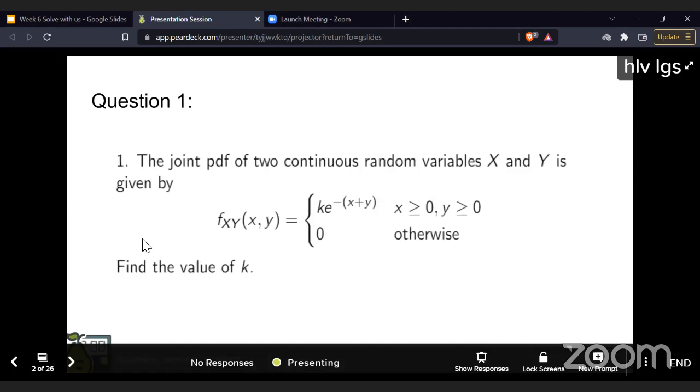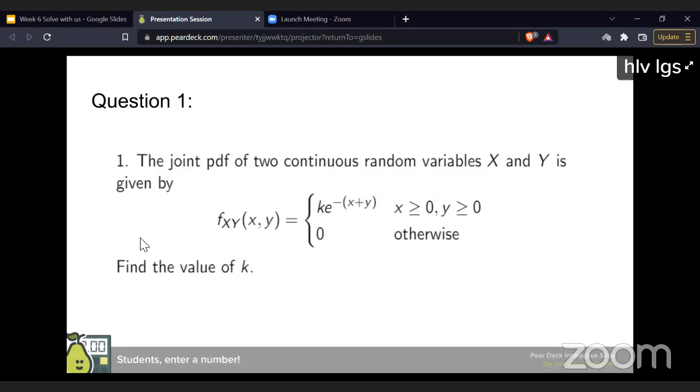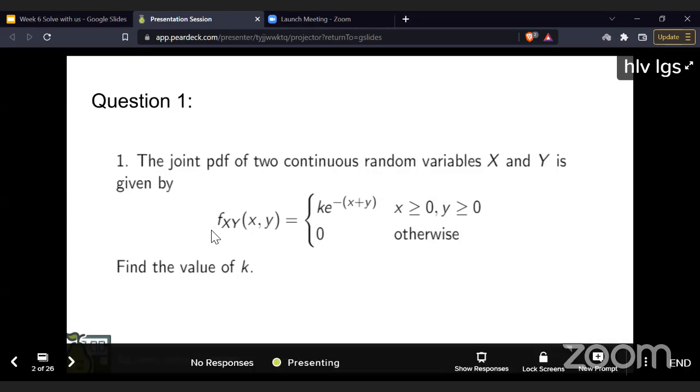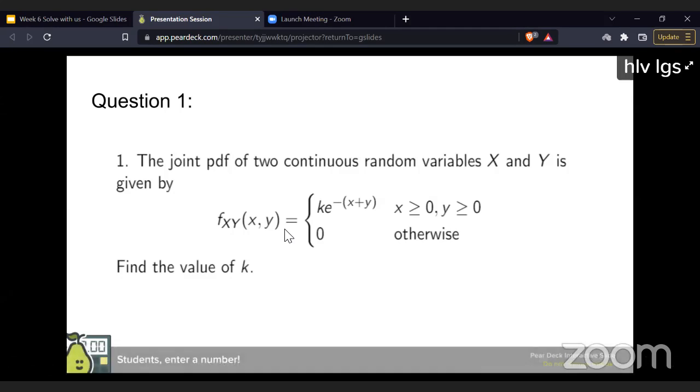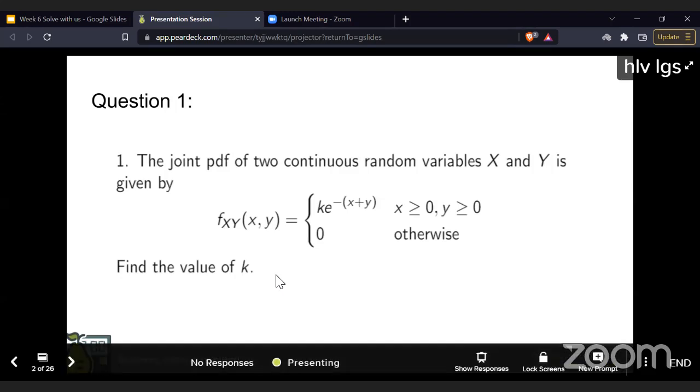So the first question that we have here is, you have been given the joint PDF of two continuous random variables x and y, and it is defined as fxy of x comma y equals k e to the power minus (x plus y) for x greater than or equal to 0 and y greater than or equal to 0. Otherwise, fxy takes the value 0. So what should be the value of k? You can enter your answer here.